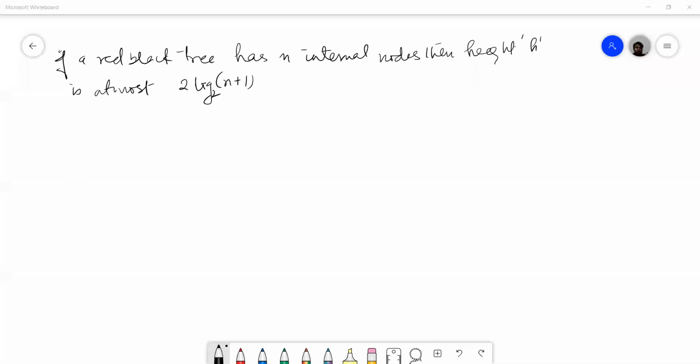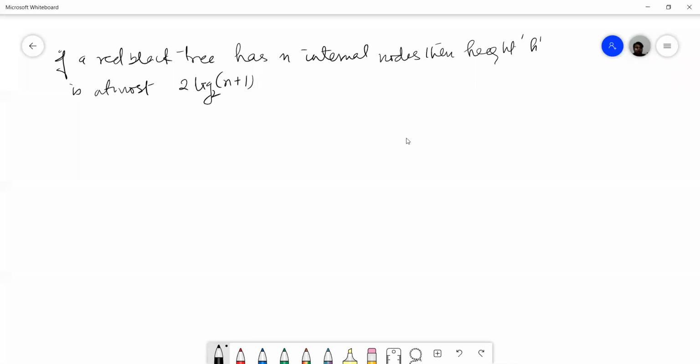So to prove this, we'll use induction. So in induction, what do we do? First we prove for one node, and then we'll assume it is true for n nodes, and then we'll proceed. Okay. So what we have to show is that suppose there is a subtree whose parent is x. So it contains at least 2 to the power h minus 1 internal nodes.